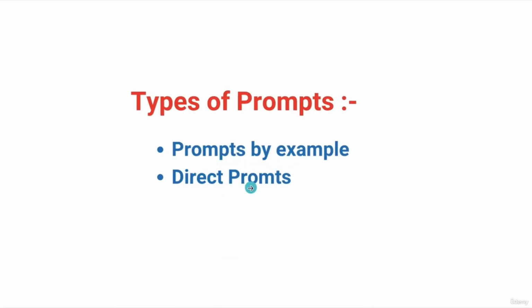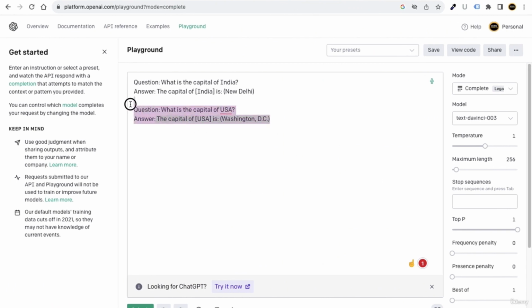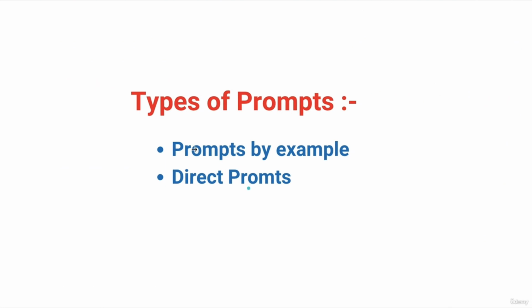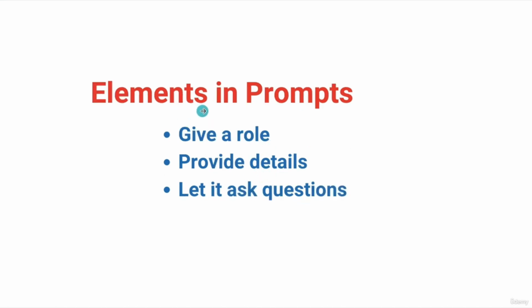Now what are direct prompts? A direct prompt is where you just go directly and ask, what is the capital of India, or let's say, what is the capital of USA. Just ask a direct question and it will respond to you. This is the second type, which is the direct prompt. I hope you have understood the two types of prompts, prompts by example and direct prompts. Now let's talk about the elements in prompts.